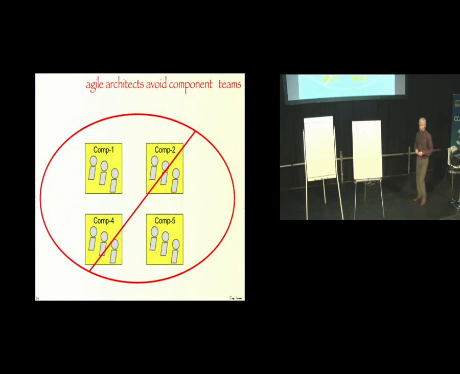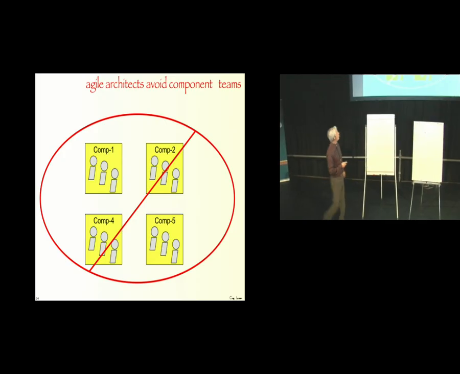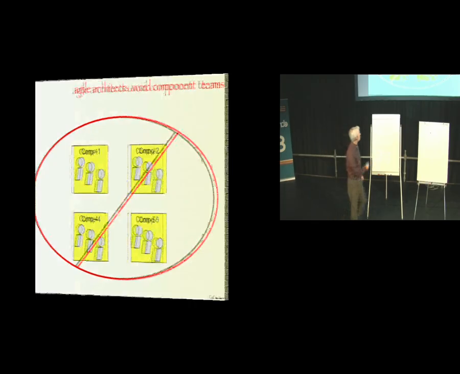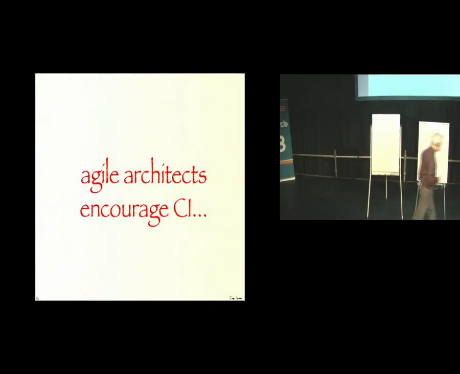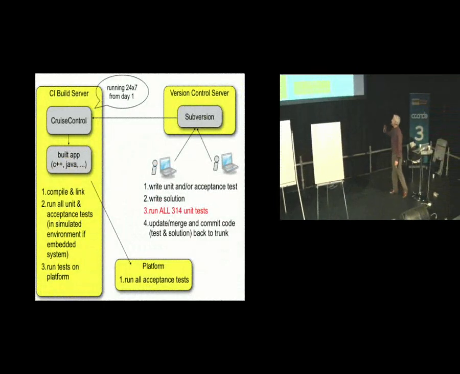So Agile architects understand in depth the problem with component teams and why they lead to the waterfall, and Agile architects strongly discourage component teams. And Agile architects encourage continuous integration, where all the code across all of the sites is continually being tested in one place and at one time.